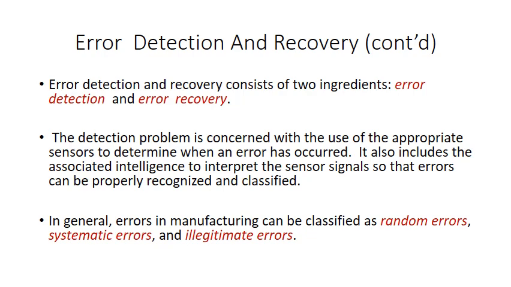Error detection and recovery consists of two ingredients: error detection and error recovery. The detection problem is concerned with the use of the appropriate sensors to determine when an error has occurred. It also includes the associated intelligence to interpret the sensor signals so that errors can be properly recognized and classified. Errors in manufacturing can be classified as random errors, systematic errors, and illegitimate errors.